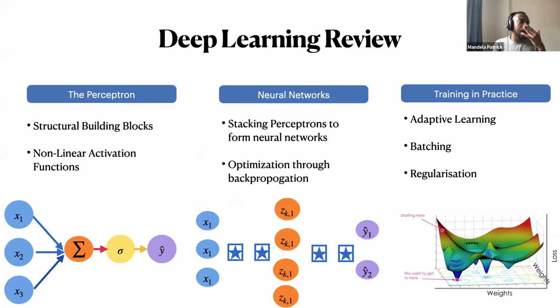And then these neural networks are not trivial to train. So we have to do a bunch of different techniques, such as adaptive learning, mini-batch gradient descent, and regularization to improve the generalization capability and ease of training of these models.